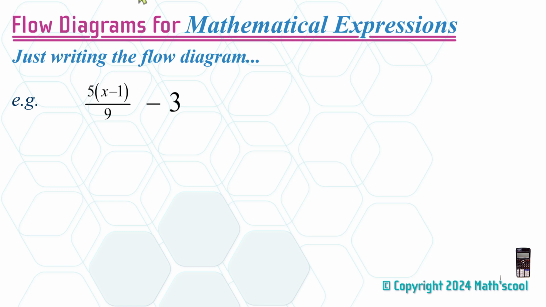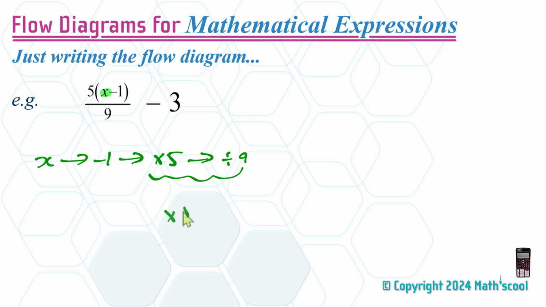Okay, the x is here. We're going to start from the x. What do you see next to the x? Yep, the -1. And then, well, the times 5, yeah, and then the divide by 9. I mean, you could combine these together and you could call it times 5 over 9.